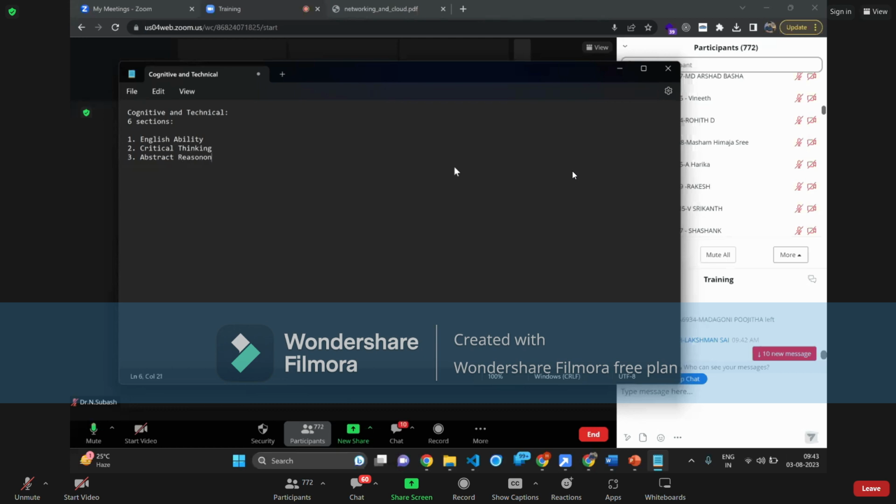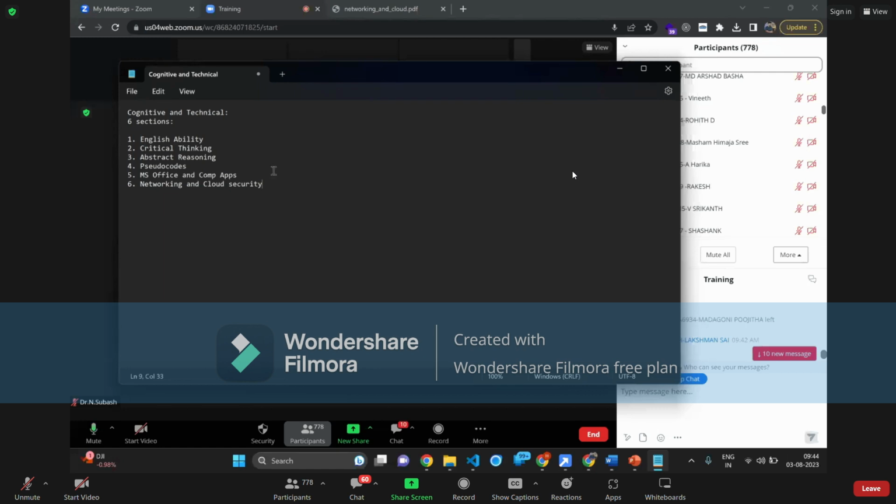right? So third section is your abstract reasoning. Fourth section is your pseudocodes. Fifth section is your MS Office and computer applications. And final section is your networking and cloud security. You can call it security or you can call it cloud computing, right? So these different sections we need to clear in order to move to our next round.